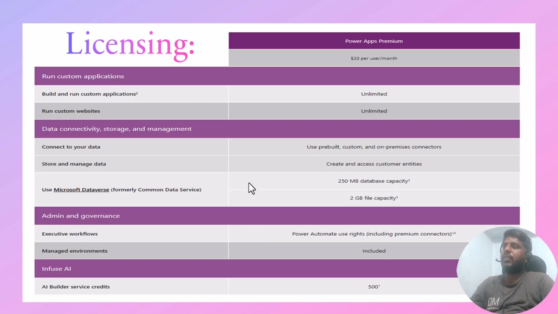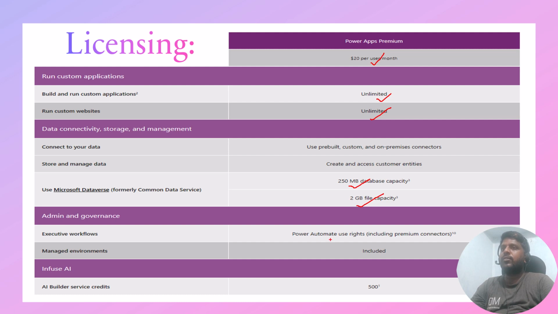Okay, moving ahead, we have the licensing part, where the Power Apps premium license costs around $20 per user per month. We could run unlimited custom applications, as well as custom sites. We can connect with on-premises connectors and use custom or pre-built data connectors. We could store and manage data using custom entities. Using Microsoft Dataverse, we have 250 MB database capacity and 2 GB file capacity. Earlier it was known as Common Data Service, now it is known as Microsoft Dataverse.